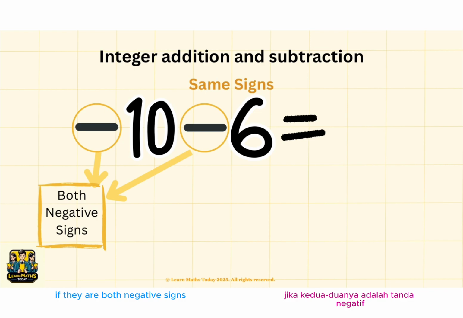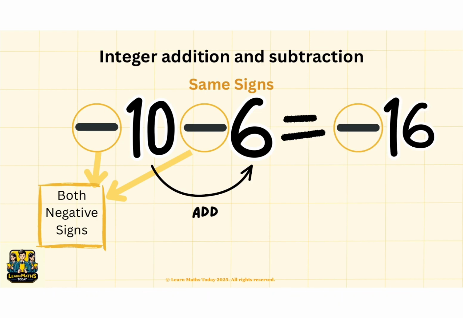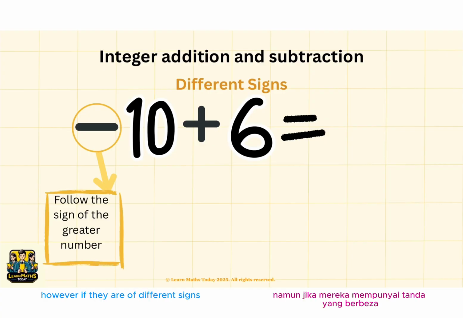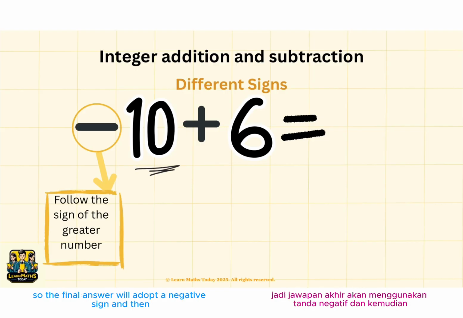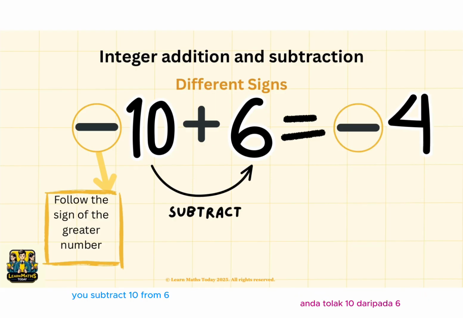If they are both negative signs, then you adopt the negative sign for the answer, and you add 10 plus 6. However, if they are of different signs, you follow the sign of the greater number. So in this case, 10 is the greater number. So the final answer will adopt a negative sign. And then you subtract 10 from 6. This way you get the answer -4.